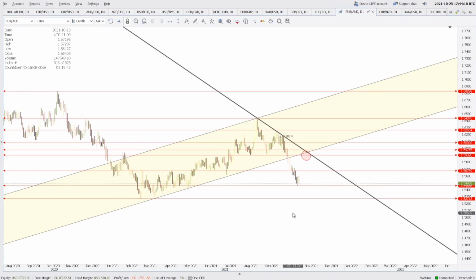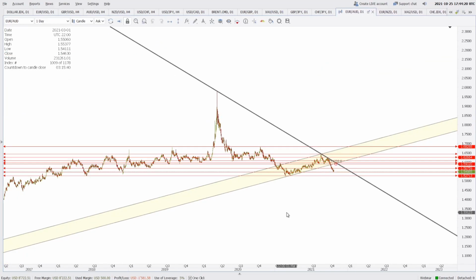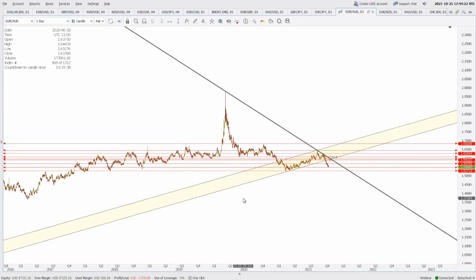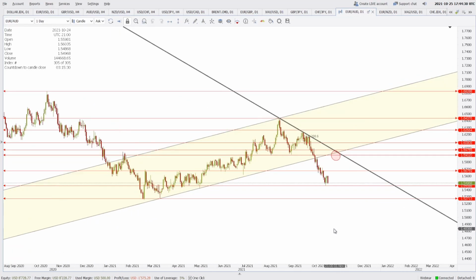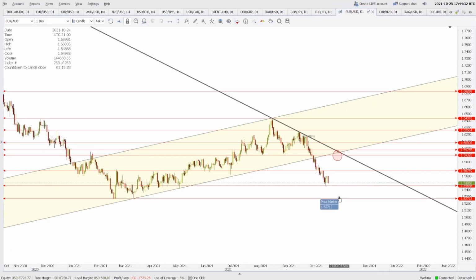And if that level is broken, then I really don't know where the euro is going against the Australian dollar, because I think the Australian dollar is going to go up and the euro is going to go down. So what I'm thinking is that this level will become vulnerable. 1.5271 is very much vulnerable, and maybe this level is going to break in the coming days, looking at the bullish scenario of the Australian dollar and the bearish scenario of the euro.